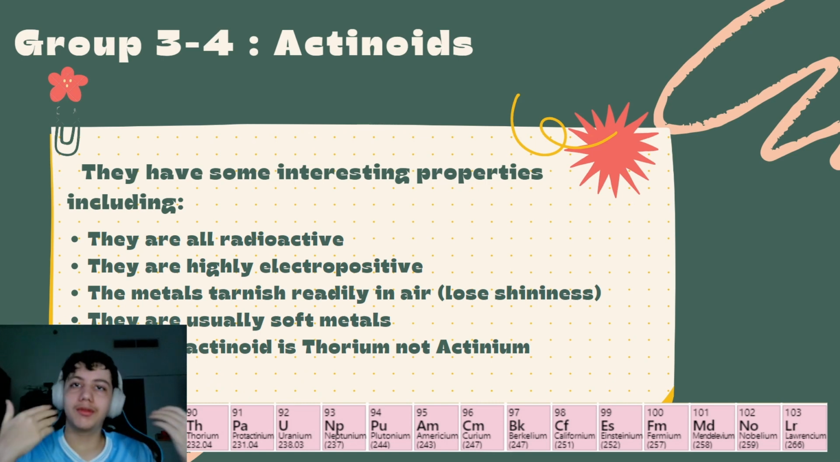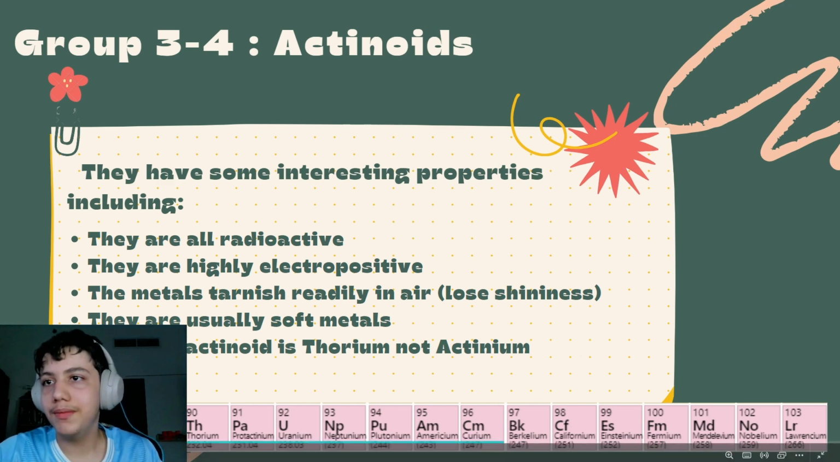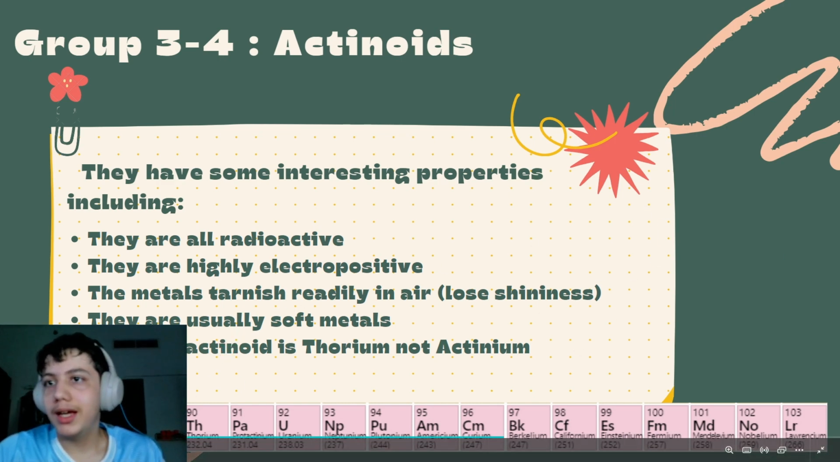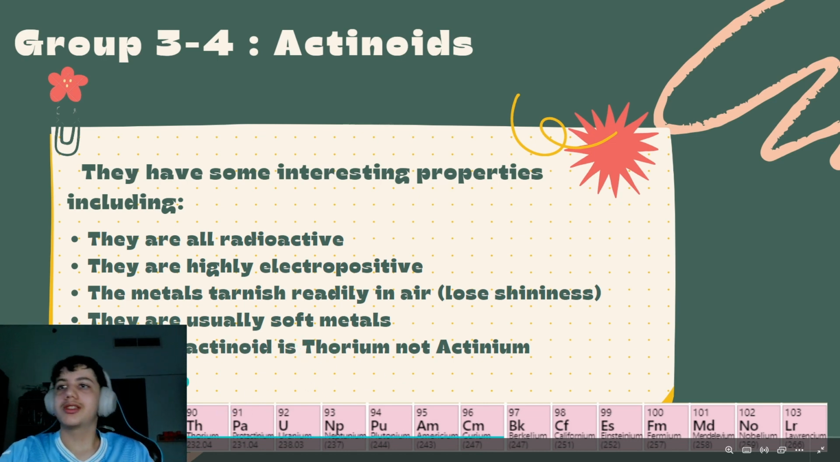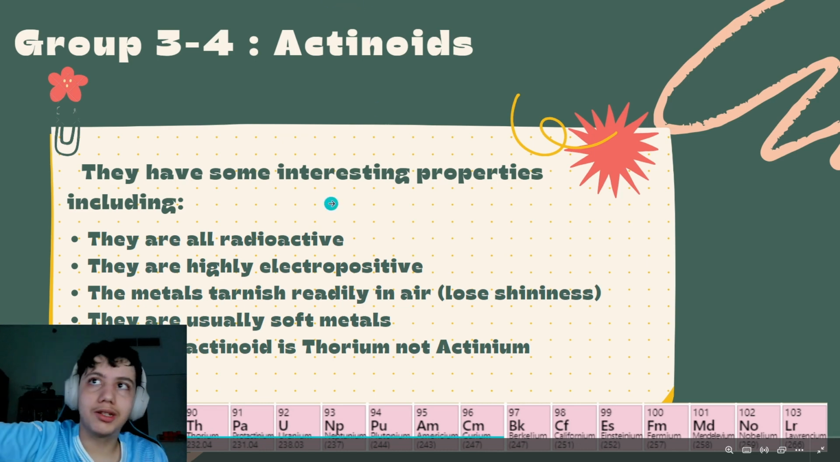group in the periodic table. This is a period lower. That was period 6. Now we're in period 7 of the periodic table, and the first actinoid is thorium, not actinium. So the same repeats as we saw last time. Actinium sounds like actinoid, but it's actually not one.